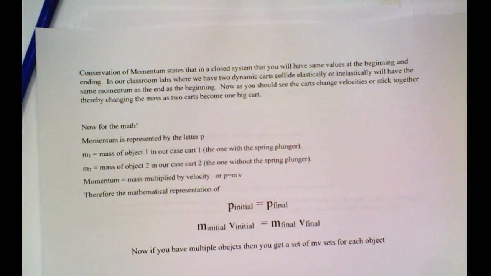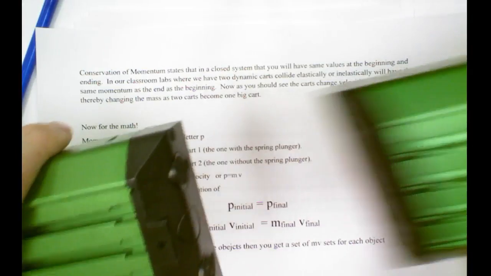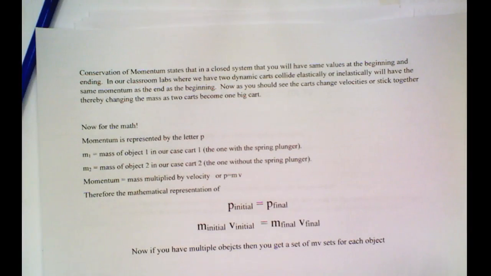So with that in mind, when they come together, you can see that the carts change velocities, or stick together and thereby change the mass. If the two bounce off each other, boing boing, they both go into different velocities at the end. If they stick together, they become one big cart.